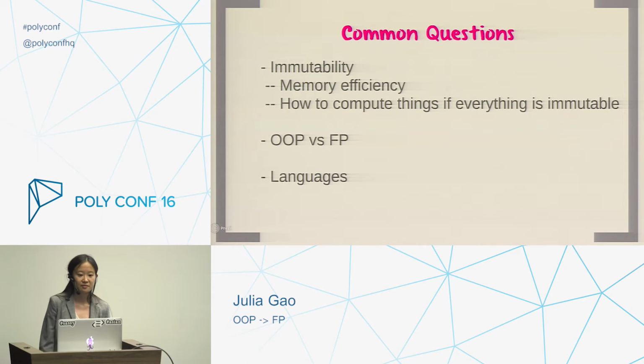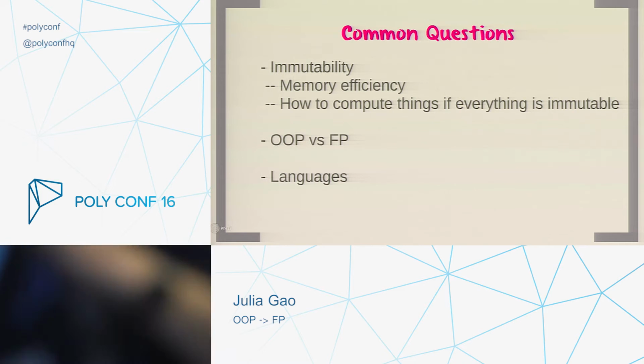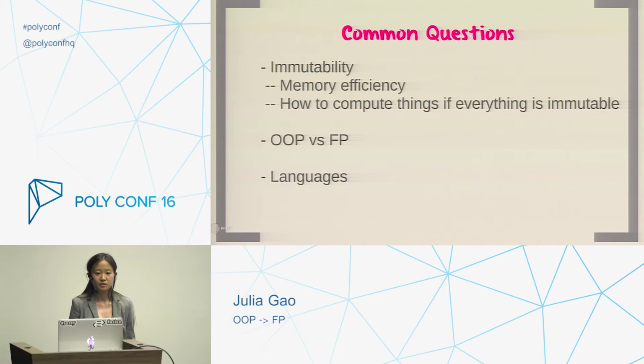And the second part that people are most confused about is object-oriented programming versus functional programming, and why do they have to choose either or why is functional programming better? And the third part is languages. Basically, which languages should they first start learning when they start learning about functional programming, and so on. So I'm just going to go through them one by one.